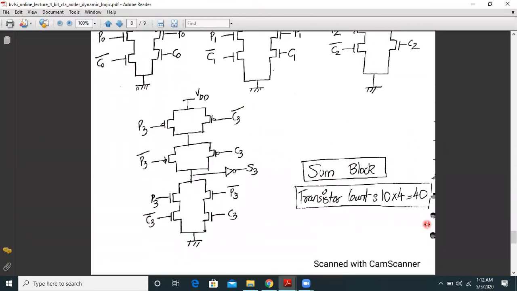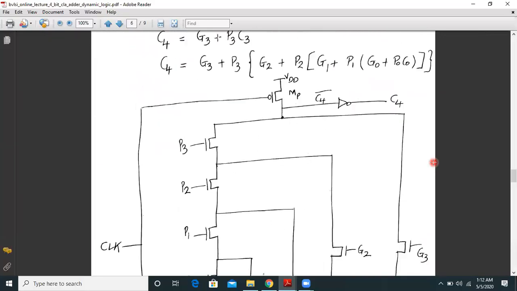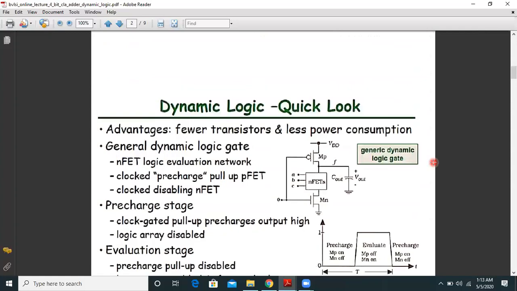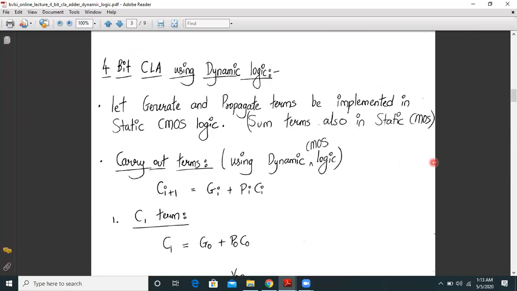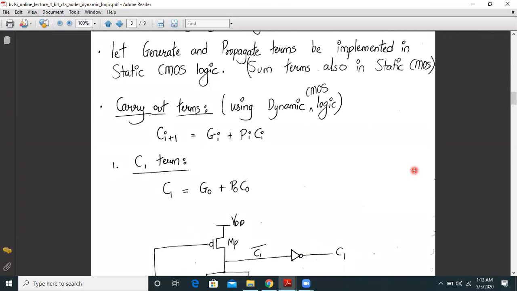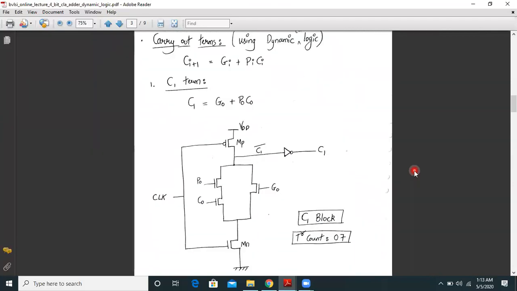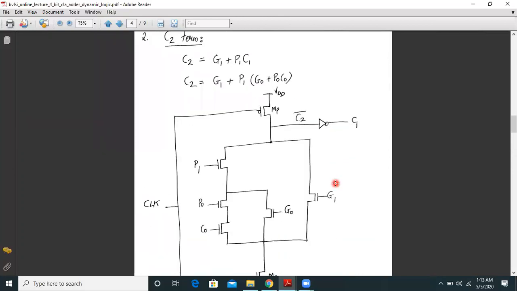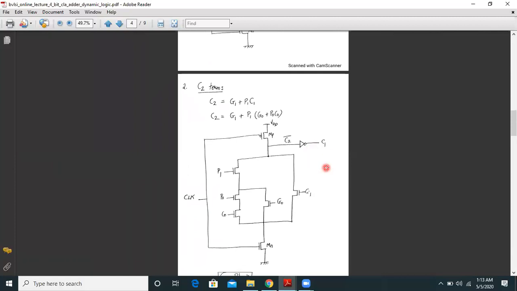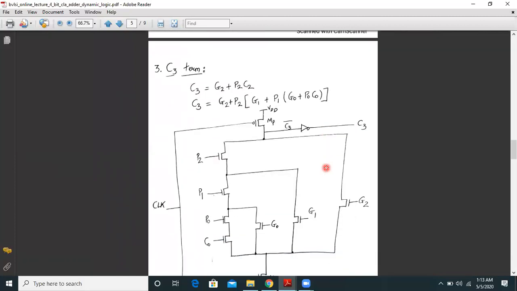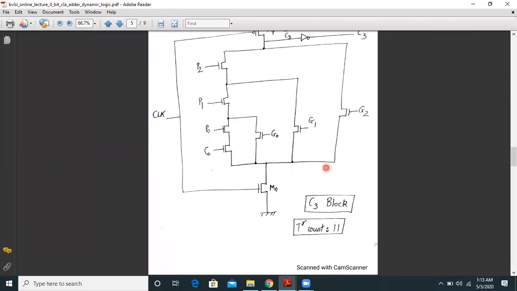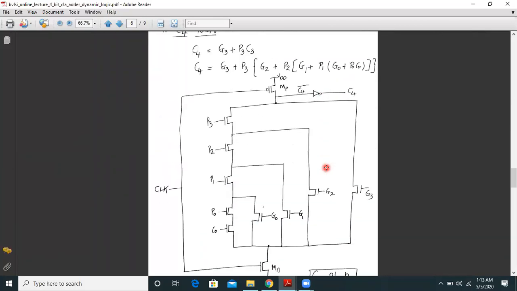So that's how we complete the design of a 4-bit CLA adder. Let me just go back through the design. So first we have implemented the circuit for the C1 term using dynamic logic, and then we have done it for C2. Next we have done it for C3 using dynamic CMOS logic, then for C4.